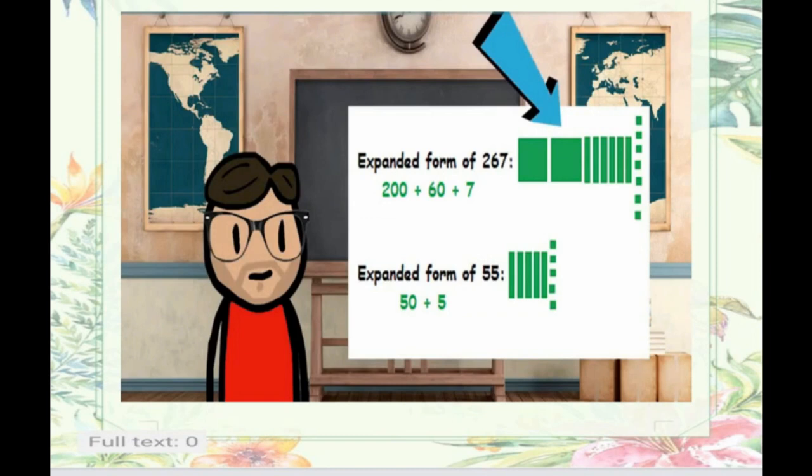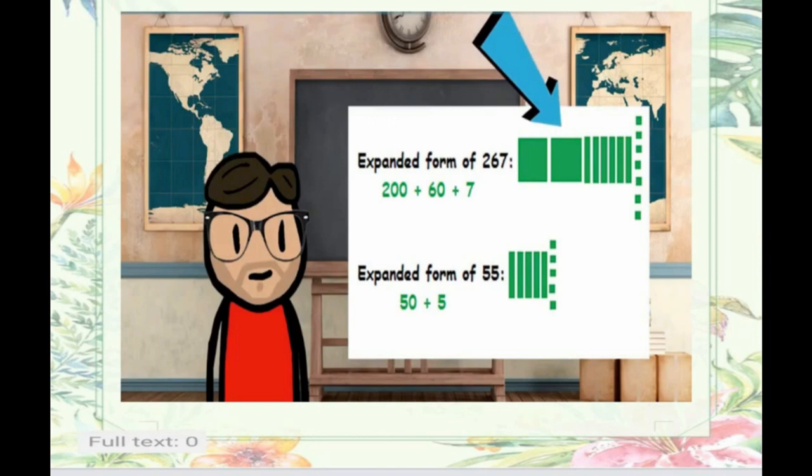Now I have given you an example here. Expanded form of 267. You can see that 7 is at the ones place, 60 is the tens place, and 200, which is shown with the big blocks, is the hundreds place. So that is the placement. That is the value. The value of 7 is 7. The value of 6 here is 60, 6 tens, and the value of 2 is 200.